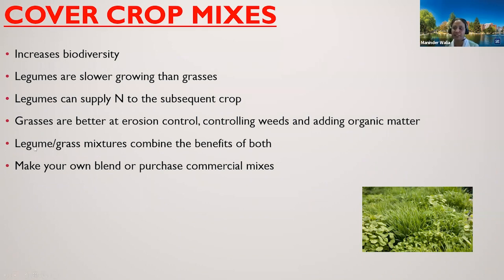For instance, the legume can fix nitrogen in the soil, which can be available to the subsequent crop. And grasses are better at erosion control, and they can produce more residue, which helps to combat weeds. So if someone is interested in trying mixes, it's always good to start with those as well. You can make your own blend or you can purchase the commercial mixes.